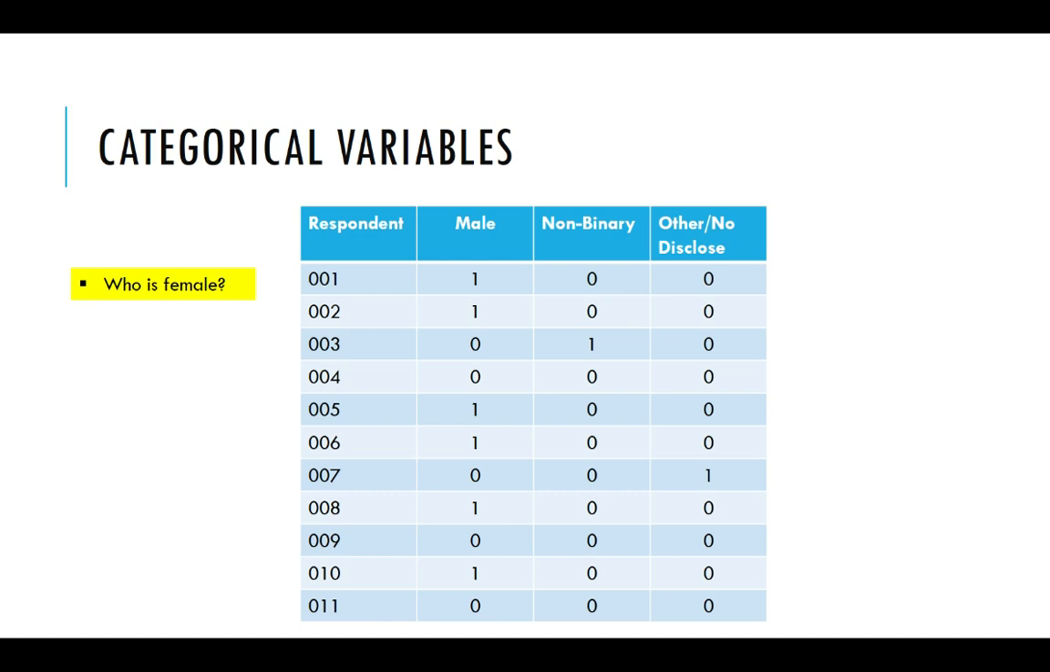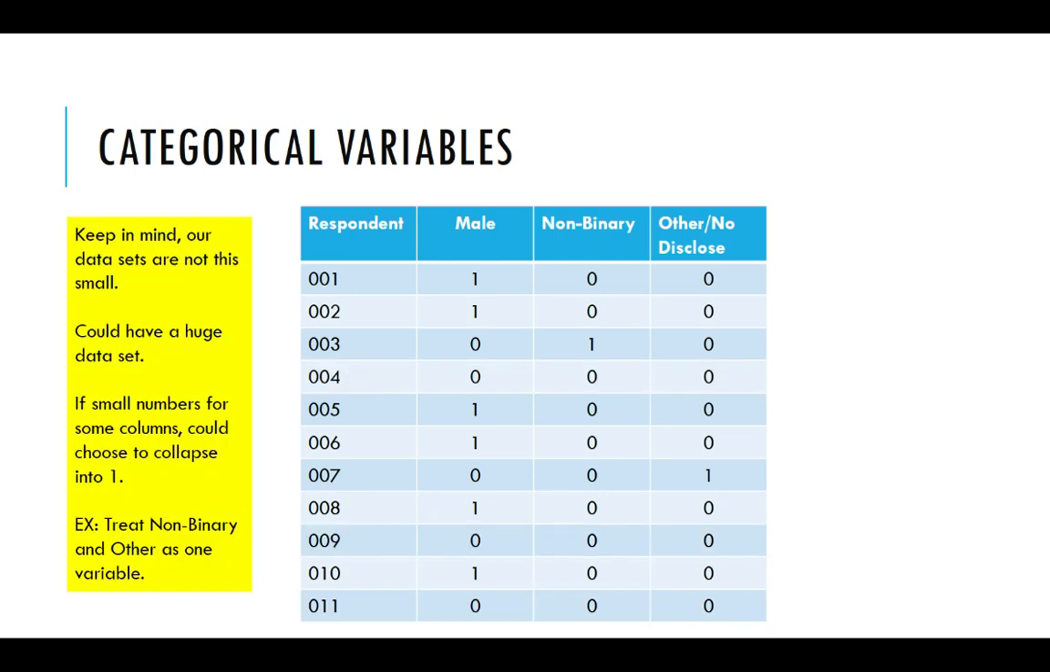Who's female in this data set? So that's a little bit harder. How do I determine who is female in this data set? Well, do we agree? We're looking for the people that have 0, 0, 0. If I have 3 zeros, that means I'm not male, I'm not non-binary, and I'm not saying I don't want to disclose. So we can take from this that person 4, person 9, and person 11 are our females.